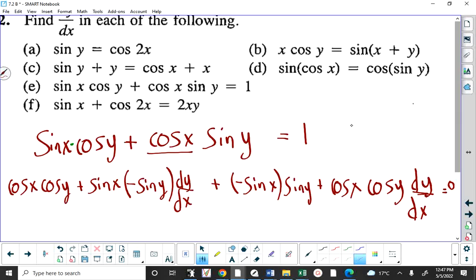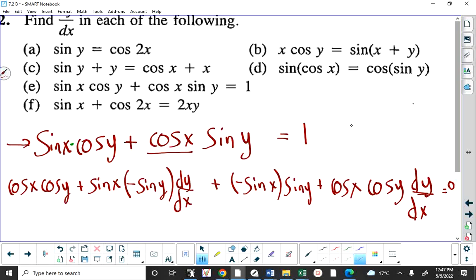So I'm looking up here, running all of this through my head to get to the next line. The derivative of the first is cos x times the second is cos y, plus the first, which is sine x, times the derivative of the second, which is negative sine y dy dx. Now I'm moving on to this one. The derivative of cos is negative sine times the second, plus the first, which is cos, times the derivative of the second, which would give you cos y dy dx equals 0.